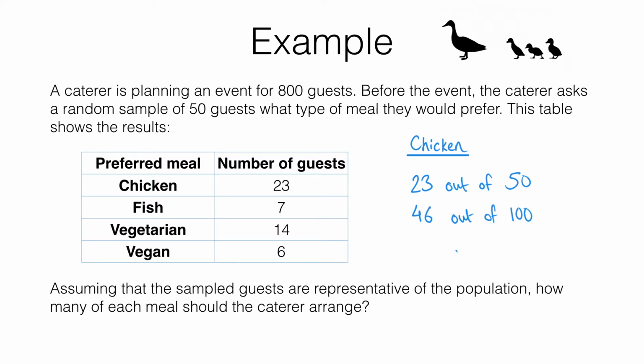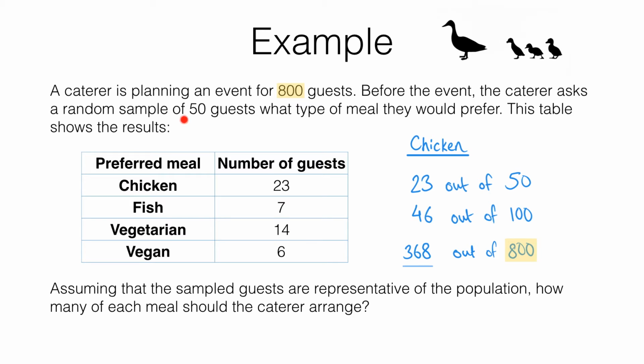And then we could ask how many out of 800 would want chicken. Remember, this is what we're looking for. How many would want each type of meal out of the total population of 800 guests? Well, 800 is 8 lots of 100. So we would expect 8 times as many as 46 to want chicken out of 800. 46 times 8 is 368. So here's our answer. It's 368.